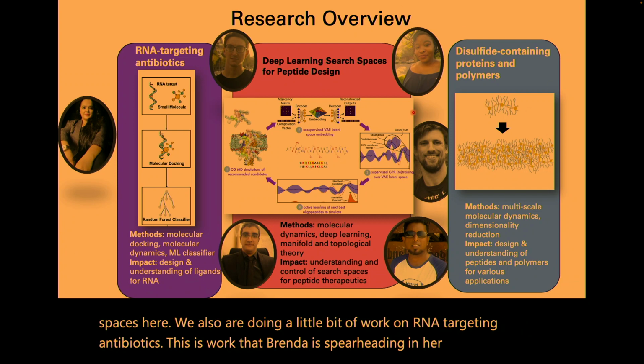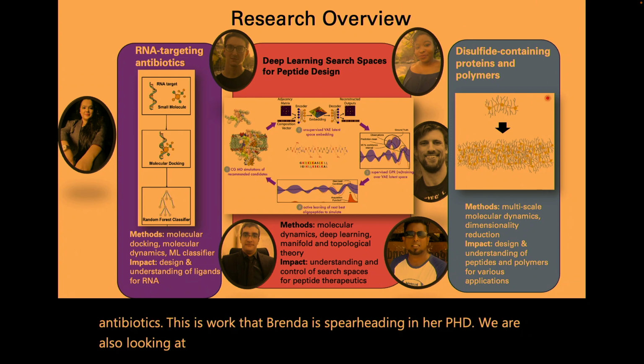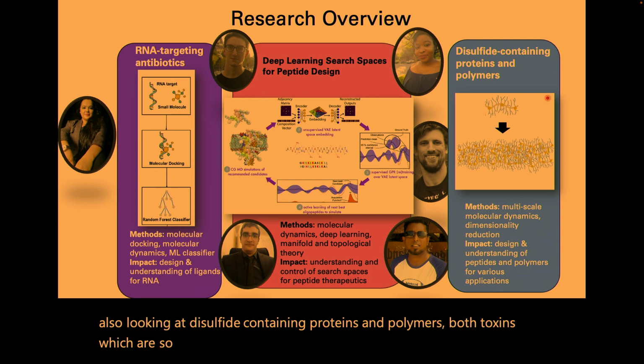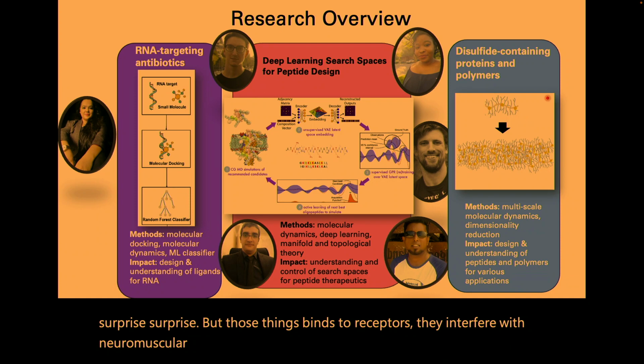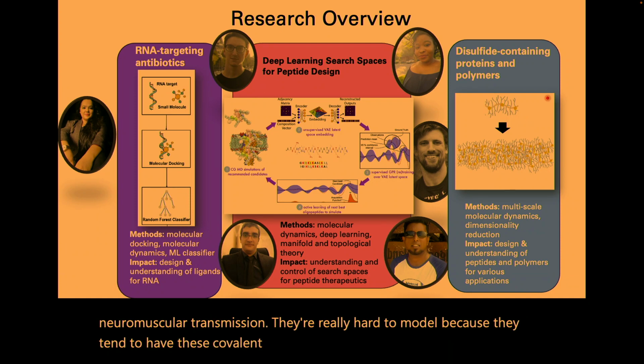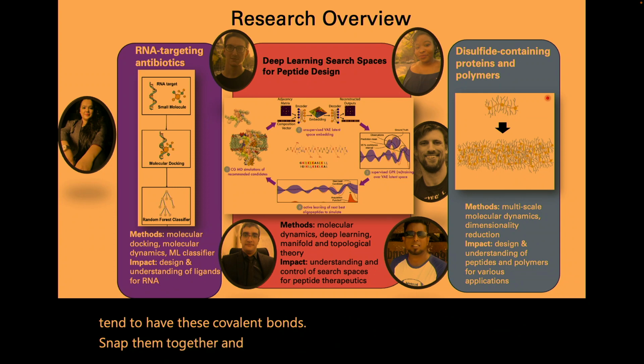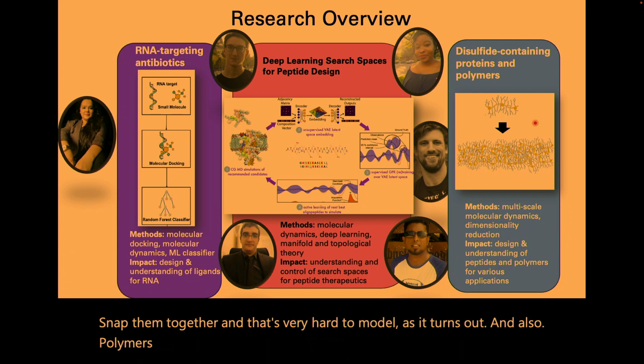We are also looking at disulfide-containing proteins and polymers, both toxins, which are just so cool. I love toxins. Toxins also appear in the Lost World, surprise, surprise. But those things bind to receptors. They interfere with neuromuscular transmission. They're really hard to model because they tend to have these covalent bonds that snap them together, and that's very hard to model, as it turns out. And also polymers that also have these bonds that cross-link them together that are interesting for biomaterials design.